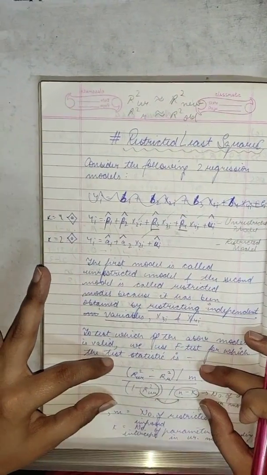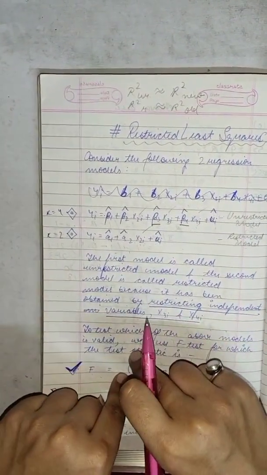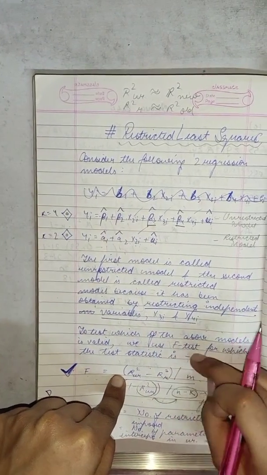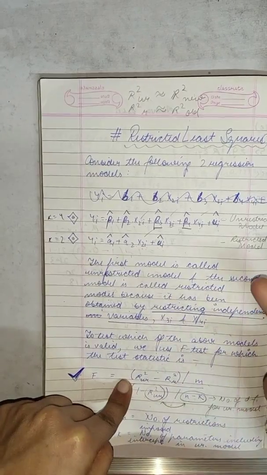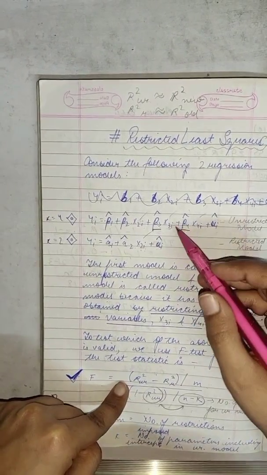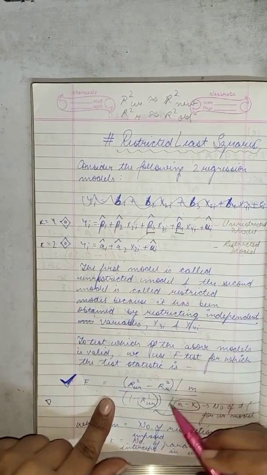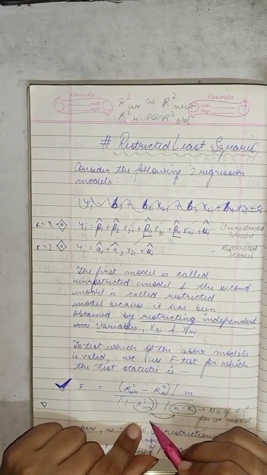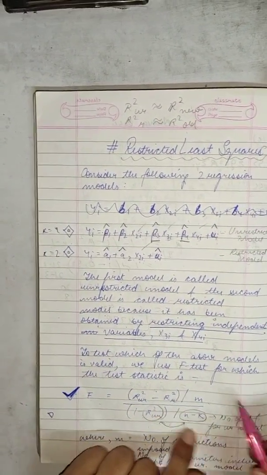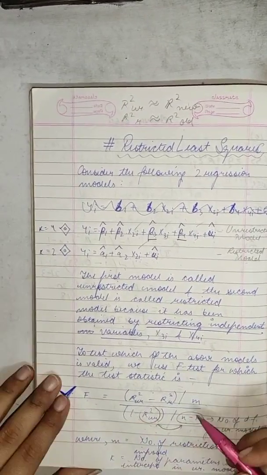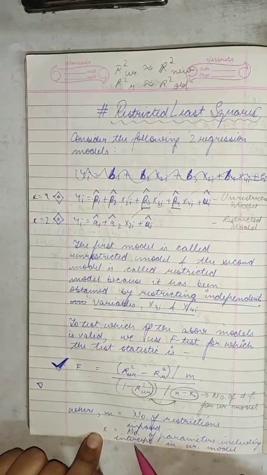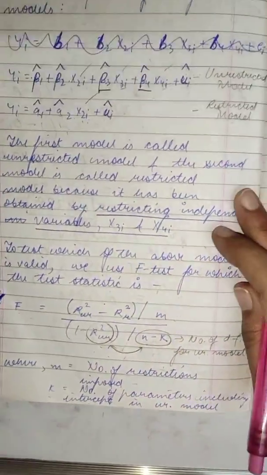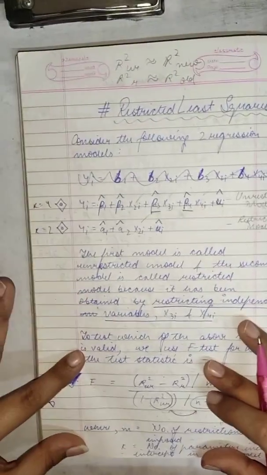So the F-stat can be learned in this fashion: R square unrestricted minus R square restricted divided by number of restrictions imposed, which is the number of new independent variables basically, which are there in the unrestricted model. These are 2, upon 1 minus R square unrestricted divided by n minus k of the unrestricted model only. So m is the number of restrictions imposed, k is the number of parameters including intercept term in the unrestricted model. Fine. This is my F statistic.